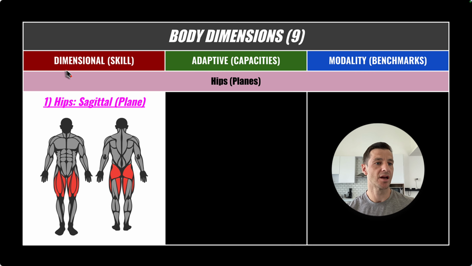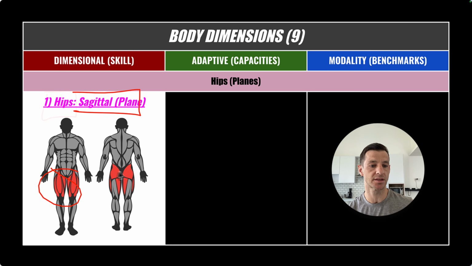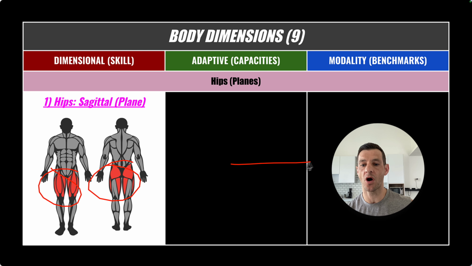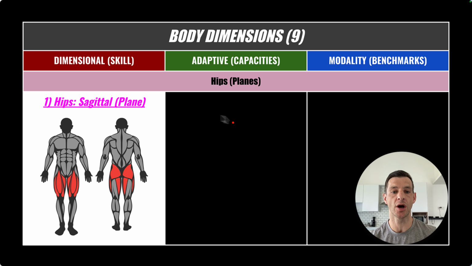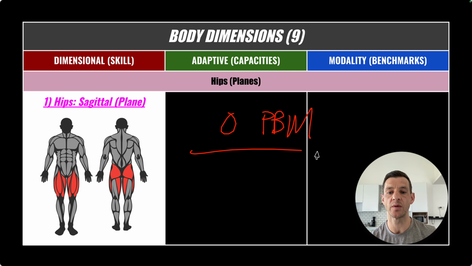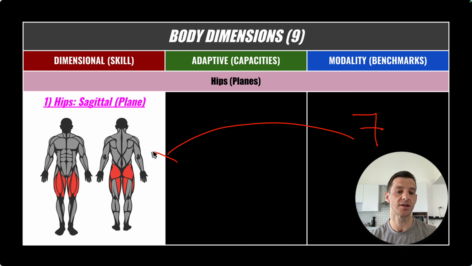So if you look to the left, we can see we've got our dimensional scale here, which we're focusing right now on the hips in the sagittal plane, which is focused on the quads and the glutes. On the far right, we're going to explore the various benchmarks that we should aim at achieving to unlock all the benefits associated with this dimension. You should know there are 30 performance benchmarks that we will explore in the series. 7 are directly associated with this dimension.